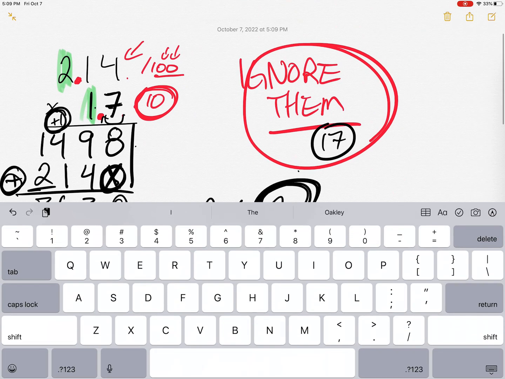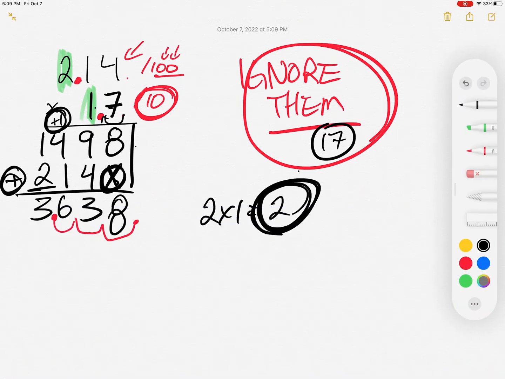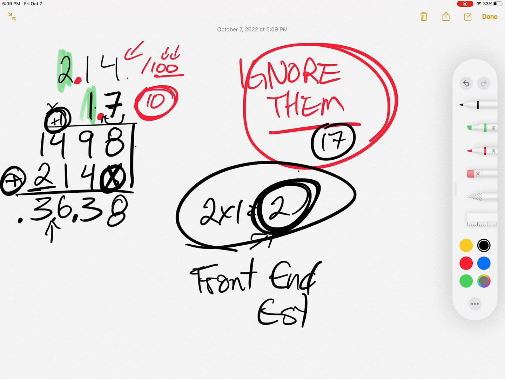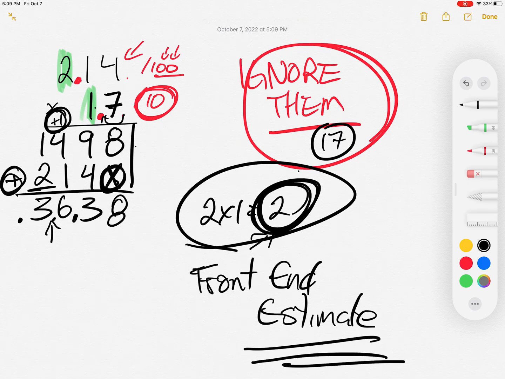So in this case, if I put the decimal, sorry about that, I haven't used this in a while, if I put my decimal at 0.3, that's not really close to 2. 3.6 is pretty close to 2. That's going to be the winner. But 36.3, that's way away from 2. 36.3 does not make sense, because when I front-end estimate, that's going to give me the closest indication of where my decimal is going to be.